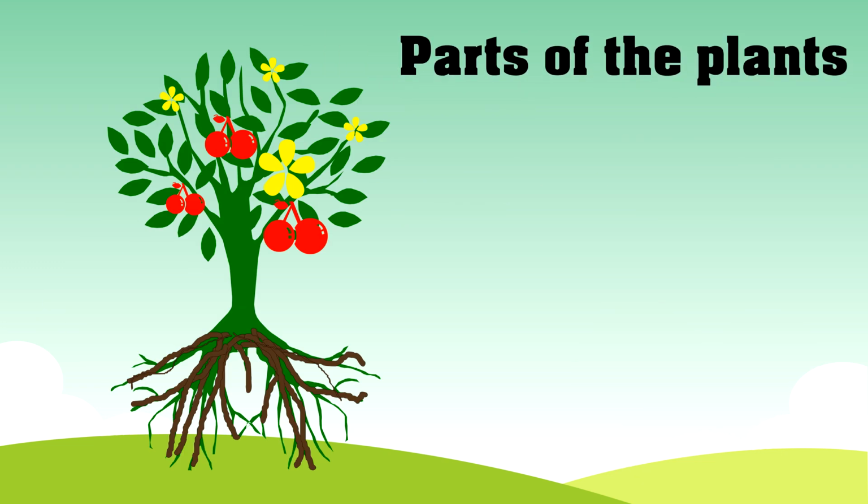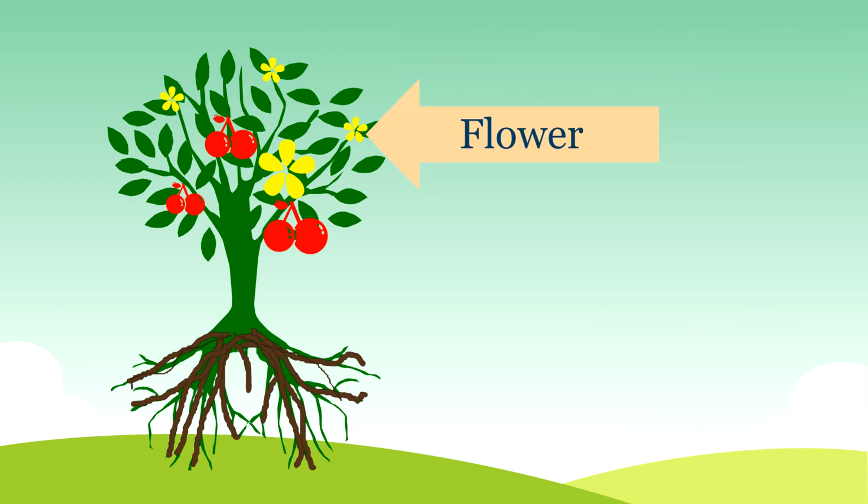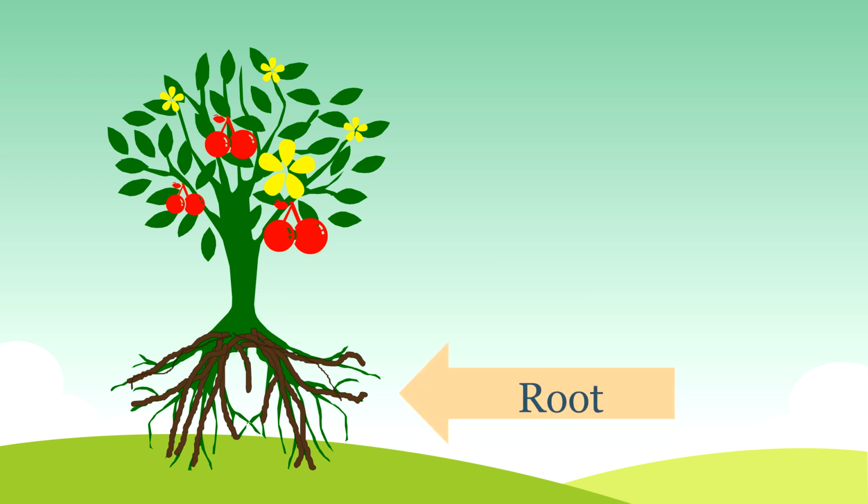The parts of the plants. Flower. Flower helps in reproduction. Leaf. Leaf performs photosynthesis. Fruit. The fruit produces and protects the seeds. Stem. The stem supports the plant. Root. The root absorbs water and minerals. It also holds the soil.